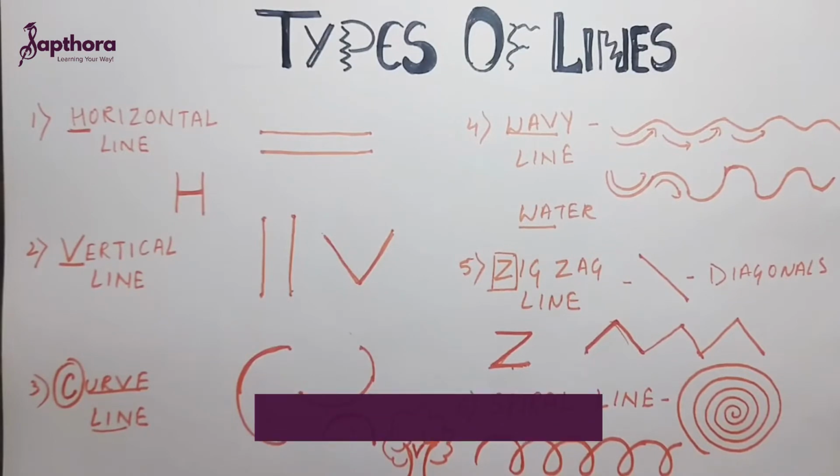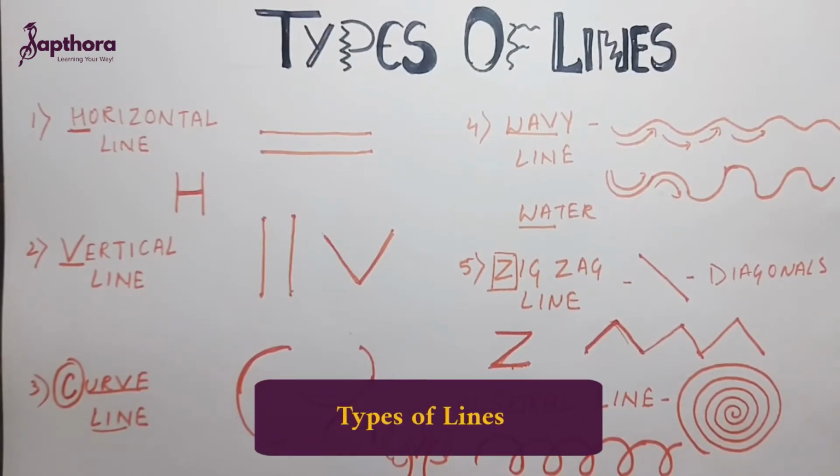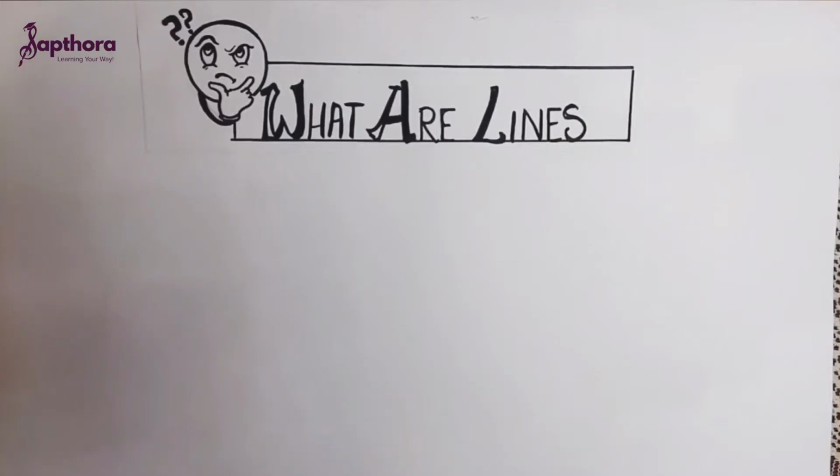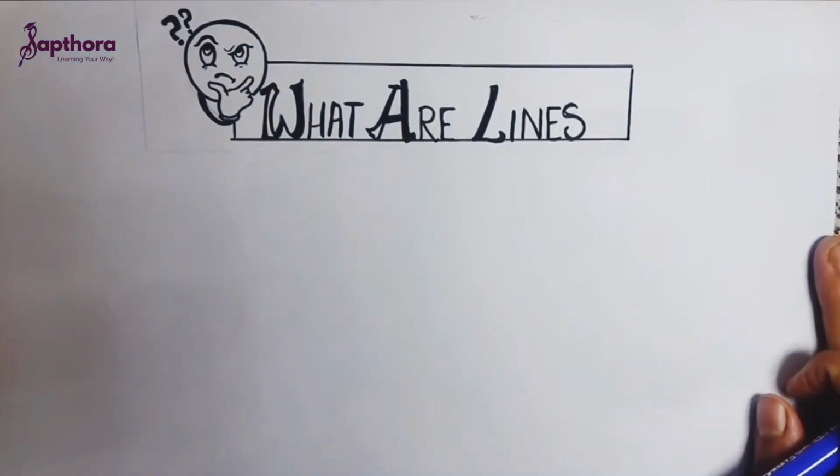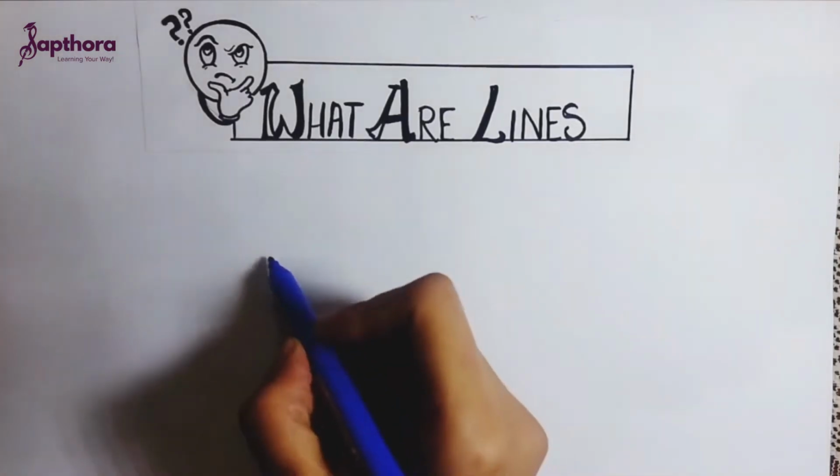Everyone. In this video, we will be learning the different types of lines which we can use in our artwork to make our artwork look easier. Before we learn the different types of lines, it's important to know what lines are and why we need them. So, lines are the basic elements of art which make our artwork easier.